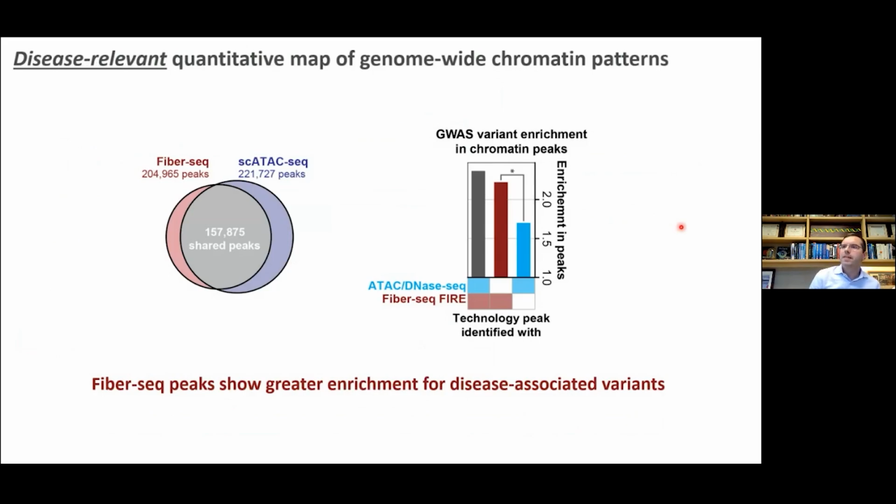And just to further demonstrate that, what I'm showing you here is just peaks that we identify using Fiber-seq versus other short read-based technologies. And if you actually look at the enrichment of genome-wide association study variants, which GWAS variants should have been well described to be enriched in active regulatory elements, those peaks that are identified only with Fiber-seq and not with the ATAC-seq or DNase-I-seq are actually significantly more enriched in GWAS variants than those which are only identified in ATAC or DNase-I, really indicating that we're getting a cleaner profile and a more accurate profile in terms of the functionally relevant regulatory architecture with Fiber-seq technology.